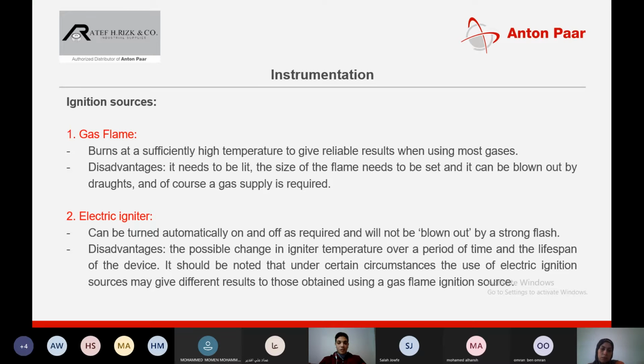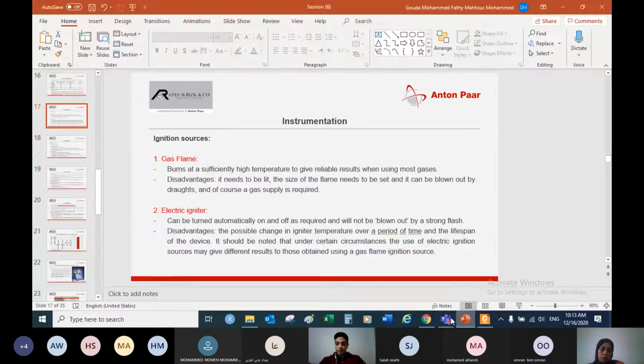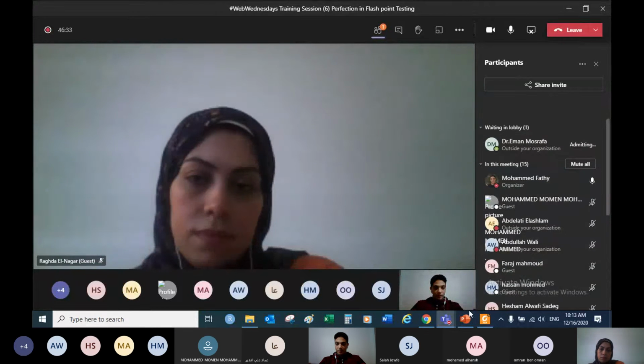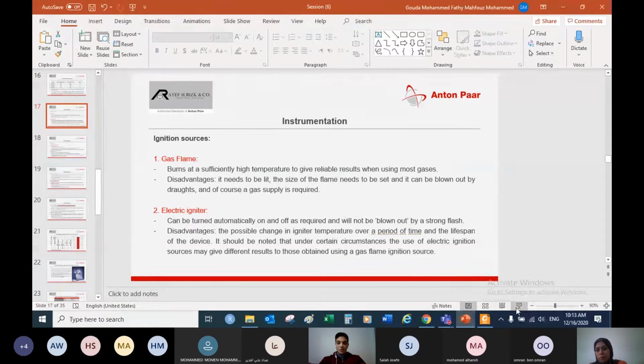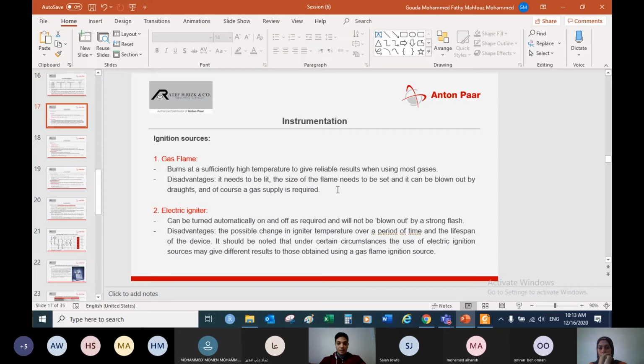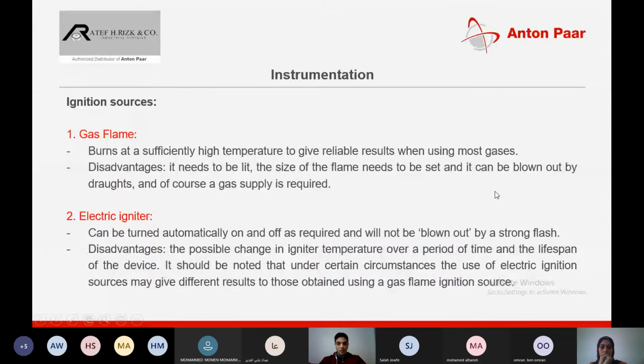We have two kinds of ignition sources. The first type of ignition source is the gas flame, and it is the most used in flash point testing. It gives reliable results. However, a disadvantage is that the size of the flame needs to be set by yourself. So there may be a disruption during the test while using the gas flame.